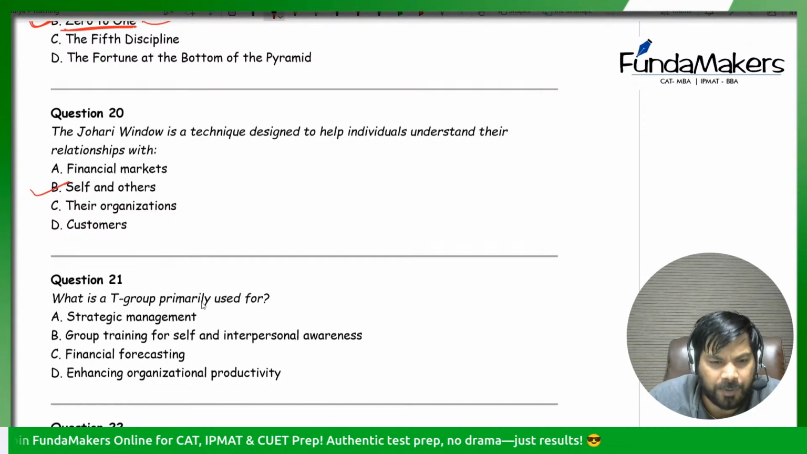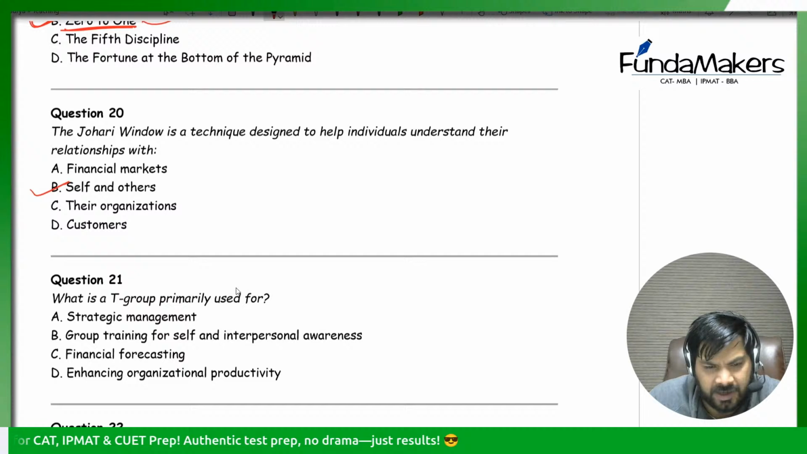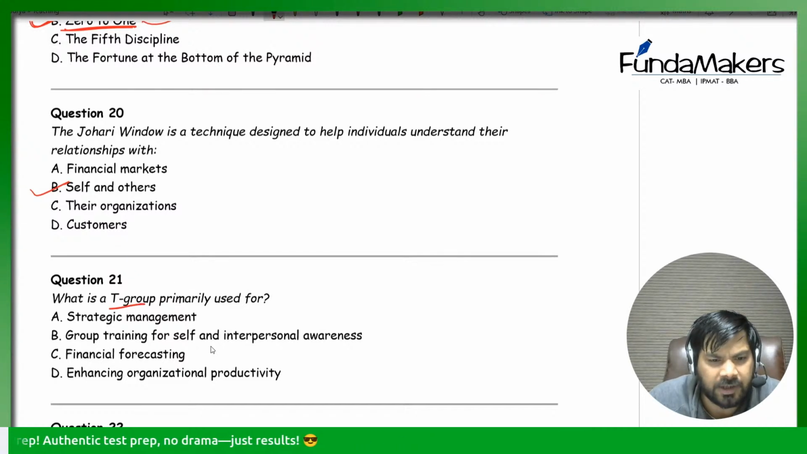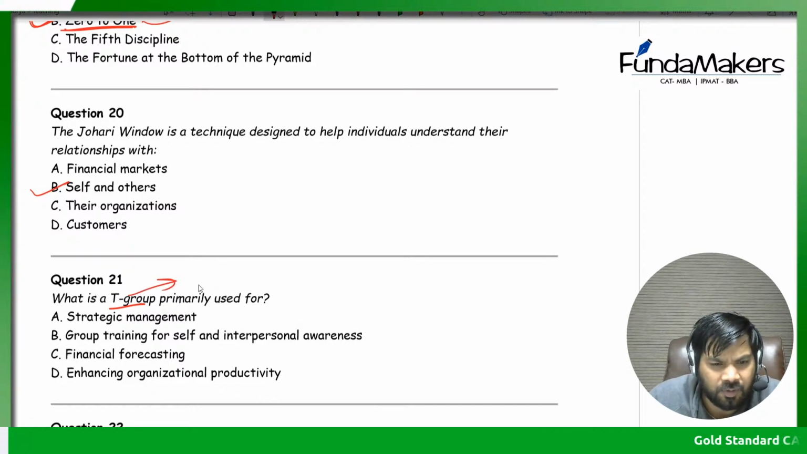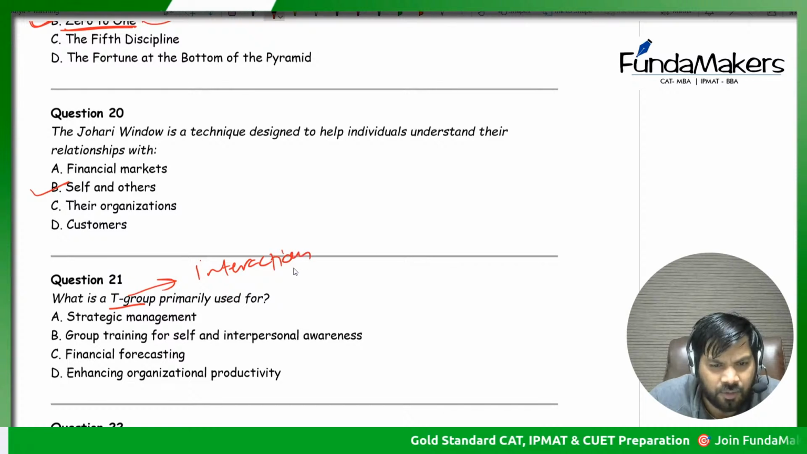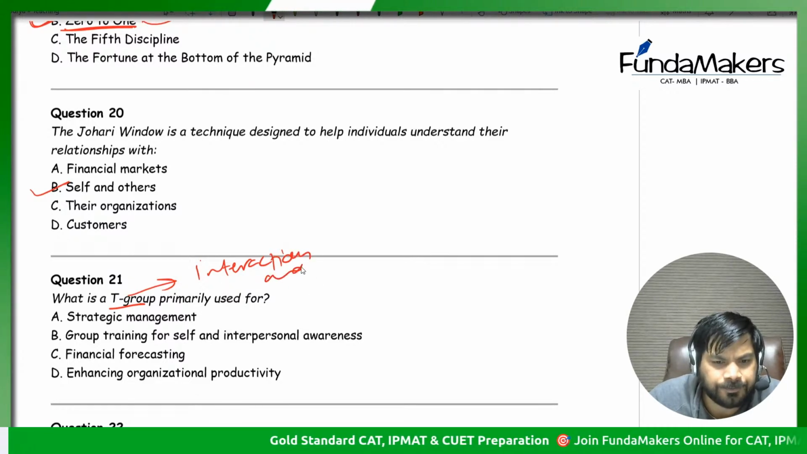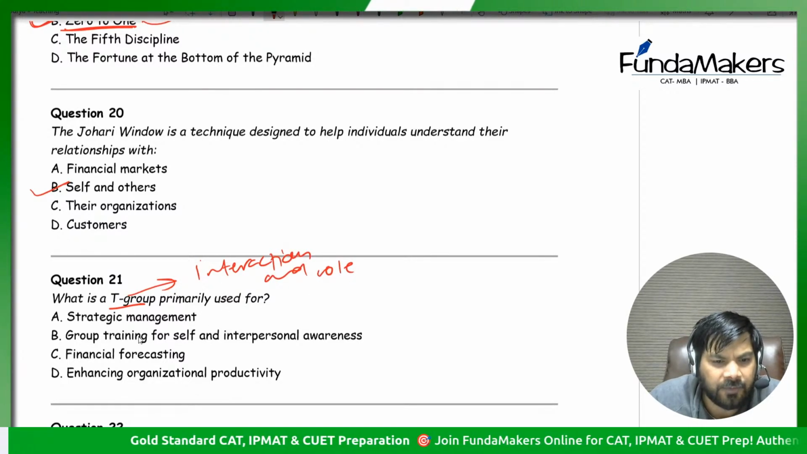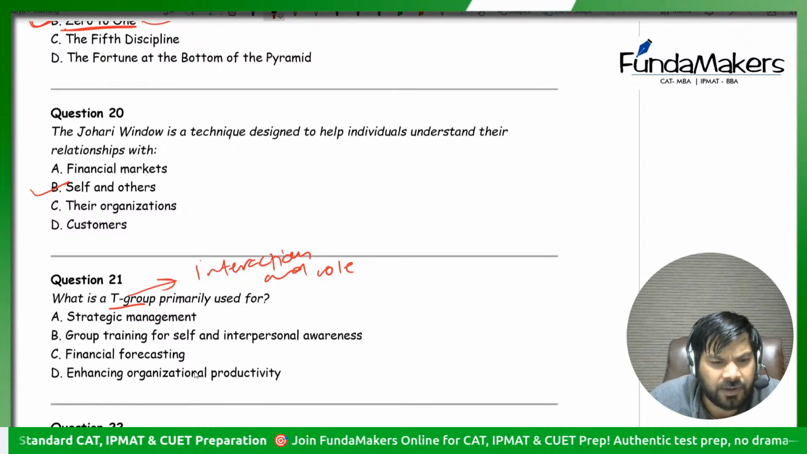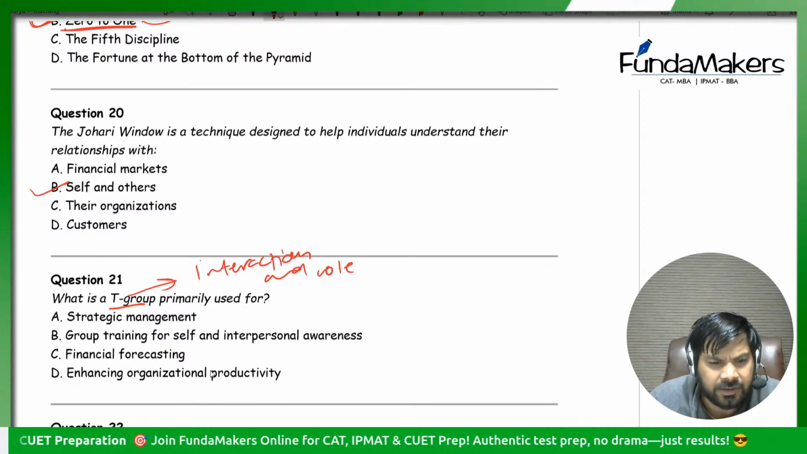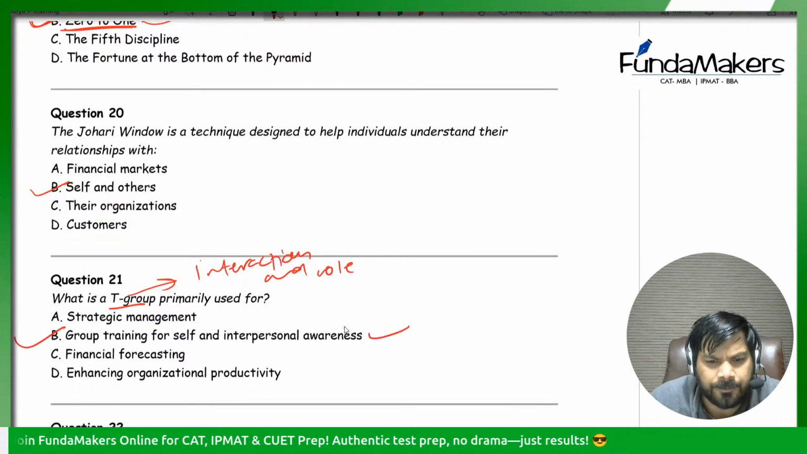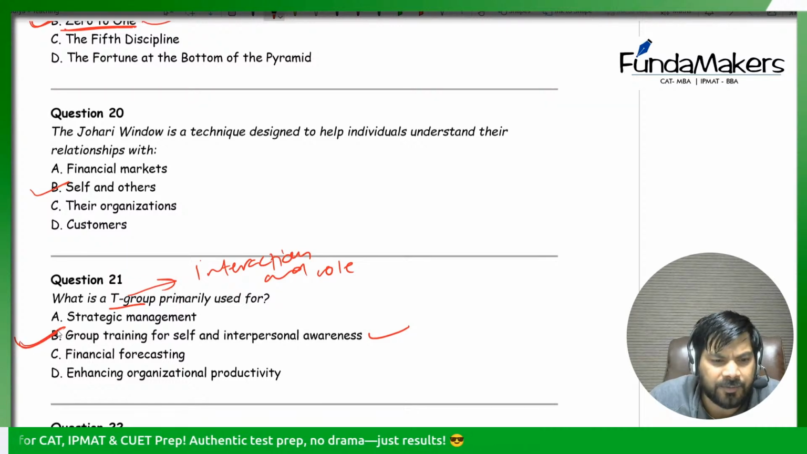Right. T group is primarily used for what? Interaction and role play. So let's see. T group basically advocates interaction and role play. Group training for self and interpersonal awareness, enhancing organizational productivity. I think the correct answer should be B. Right. Correct answer should be B for all.